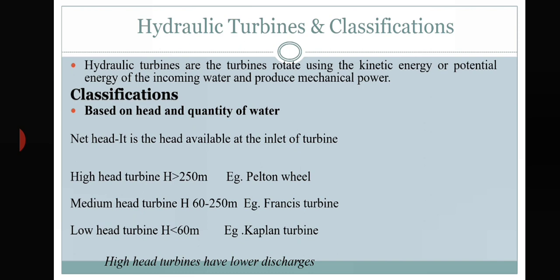So high head turbine means you need to have a net head more than 250 meters, and for medium head it will be a head between 60 to 250 meters, and low head means your head will be much lower than 60 meters. And in each and every case we are having examples we will be specifying, like Pelton, Francis and Kaplan, where you can see that in Pelton wheel it requires a very high head. That head will be always more than 250 meters.